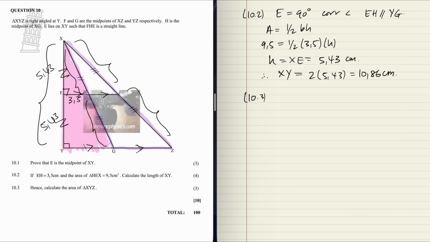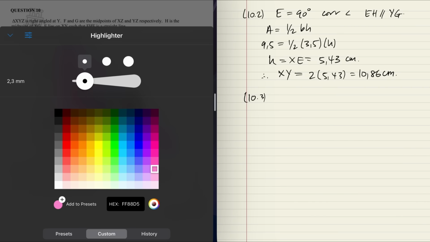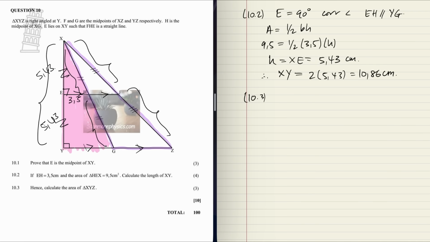Lastly, question 10.3, hence calculate the area of triangle XYZ. So they want us to calculate the area of this entire big triangle here. So X, Y, Z. Okay, so what we need then is we need to calculate, or we've got the height. So let me just sketch this out for us. So here, we know that this is 90 degrees. This is 10.86. And we need to figure out then what the base is going to be.